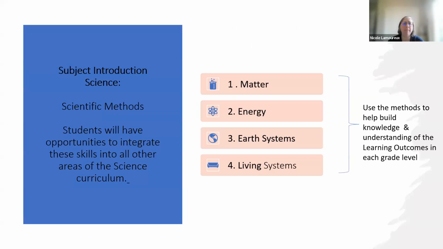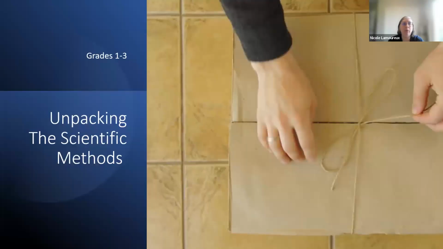I'm often asked the question, how do I teach this? Do I introduce it? Many of you have probably seen some of the scope and sequences from Edmonton Public or other divisions. And yes, you can introduce it, but the expectation, and I pulled this out of the subject area introduction, is that students will be integrating it through other organizing ideas. So it's a way of building knowledge, as we learned in scientific literacy. So we have to provide our students with that opportunity. Okay, so we're going to look at unpacking the scientific methods at each grade level.